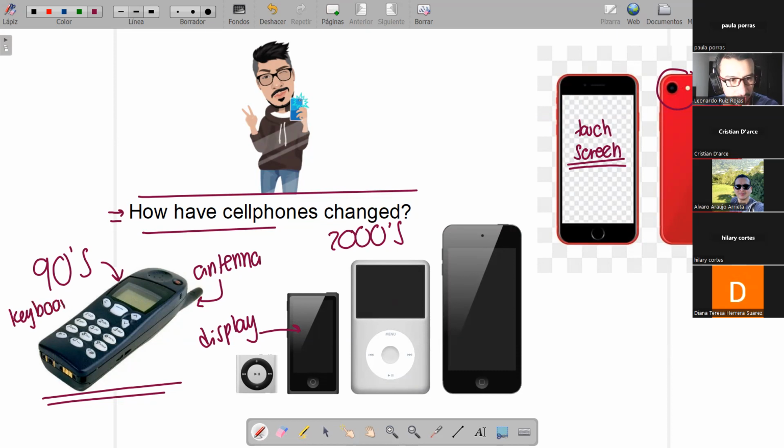What is the meaning of keyboard, guys? Keyboard? What is the meaning of that? Teclado. Teclado, exactly, very good. But now they don't have it, no? So, okay, very good. Diana, anything else?